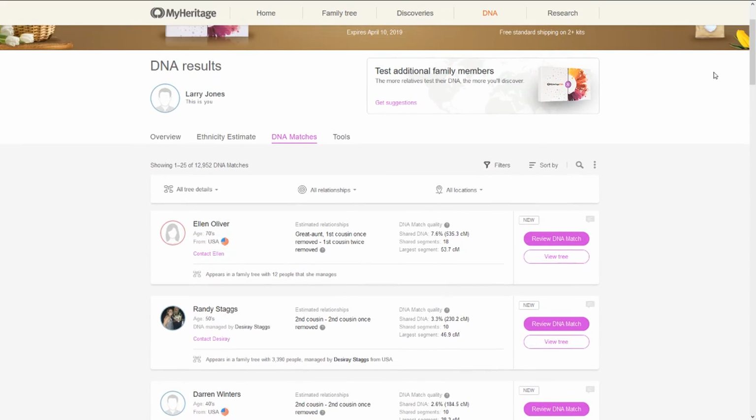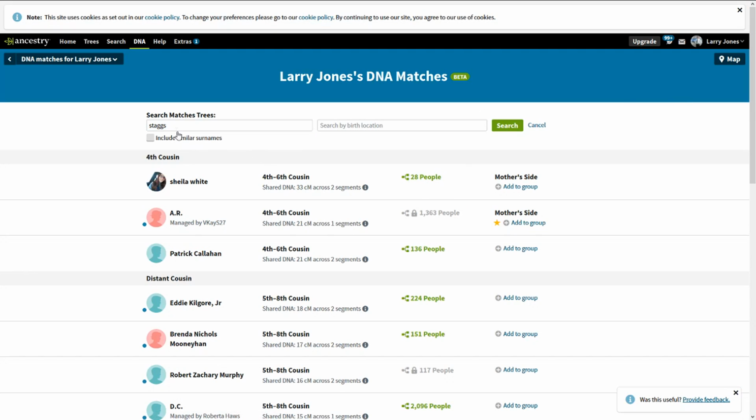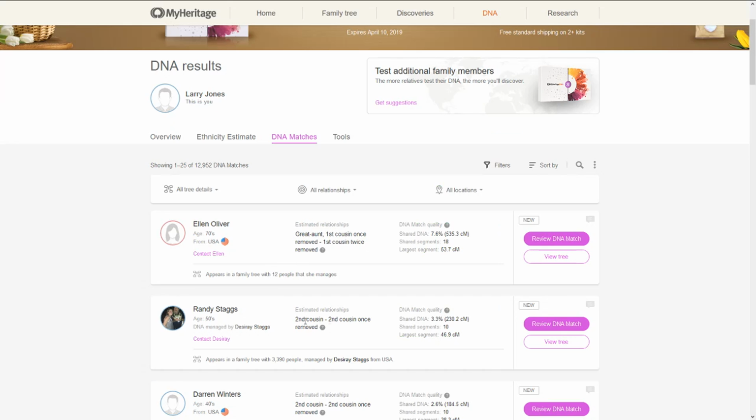And just to demonstrate that, we'll look at the Ancestry data. See, I searched for stags, and that person was 535 centimorgans, the highest one that has that name even in their tree is 33 centimorgans across 2 segments. So we're not even, the stags here at 230 centimorgans. These people aren't in Ancestry.